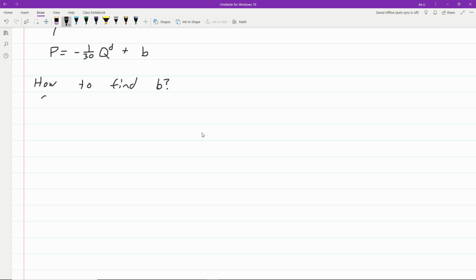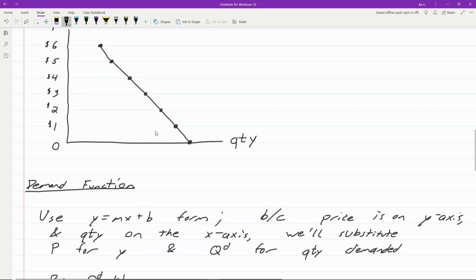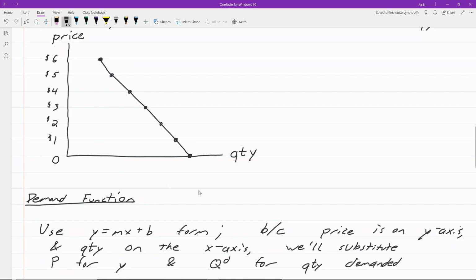So substitute P is equal to 0 and QD is equal to 300. And here in parentheses, I'll say this is from the table. You can also find this on the graph as well. If I had labeled the x-axis here, then this would be 300, right?